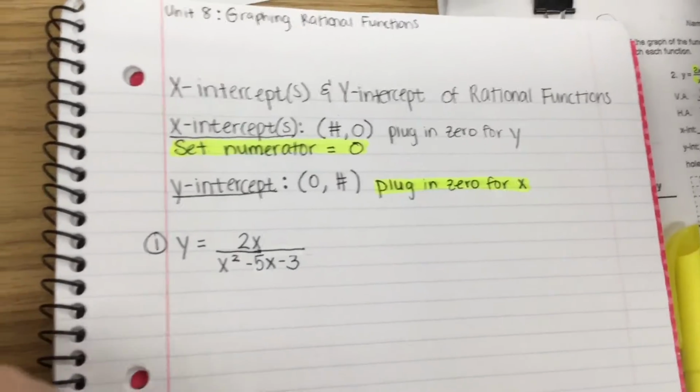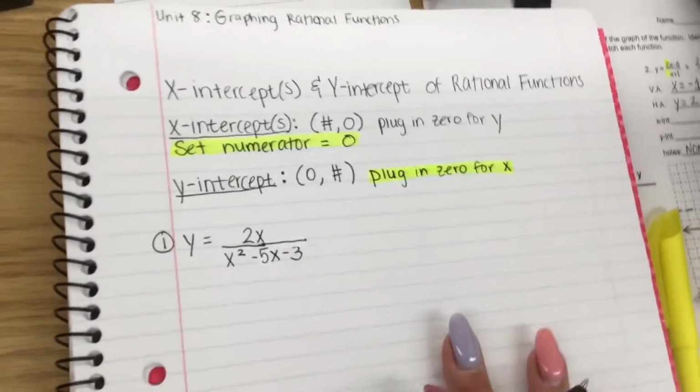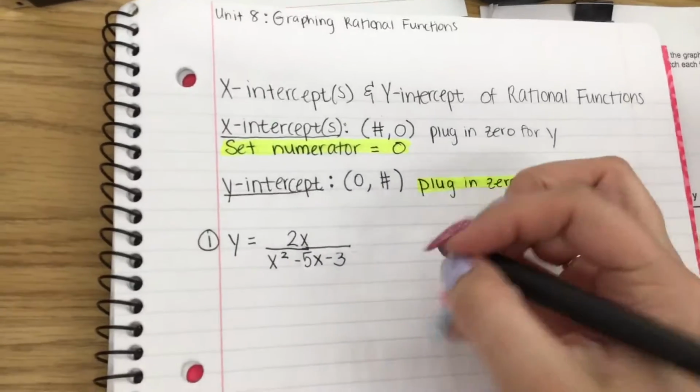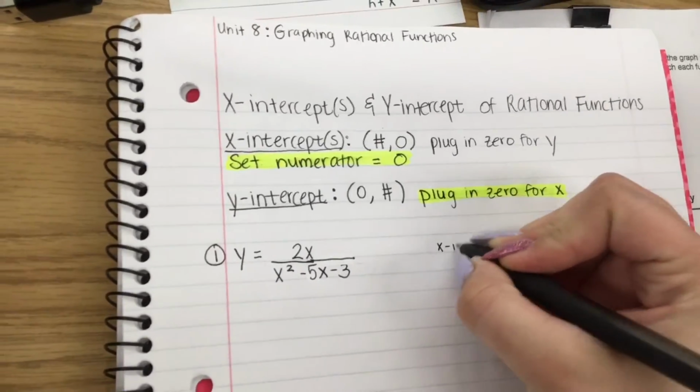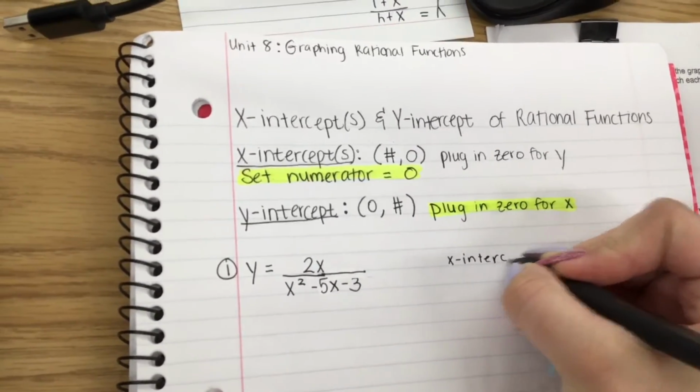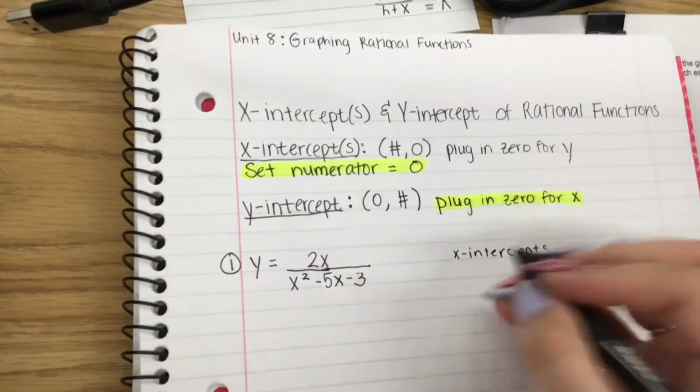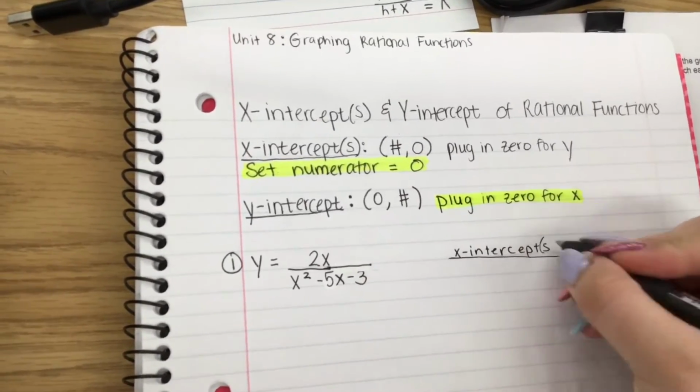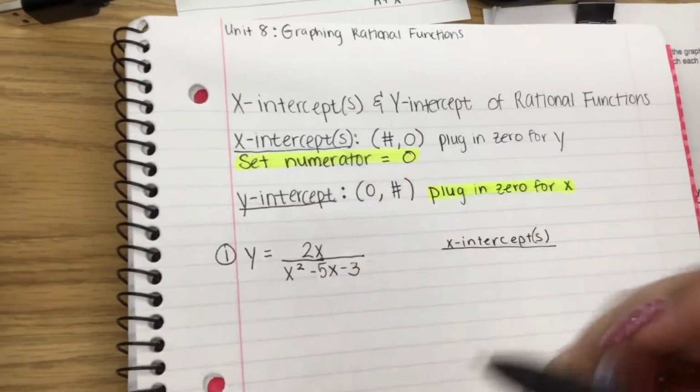Hello. Today we are talking about x and y intercepts of rational functions. So when we look for an x-intercept, we normally plug in 0 for y, but there is a shortcut when you're looking at rational functions. So I'm going to start the long way and then we'll look at the shortcut.